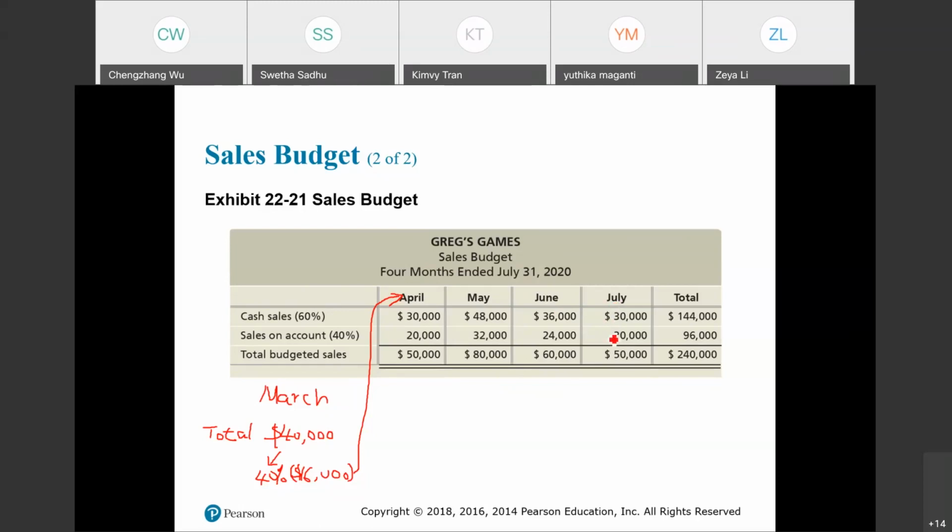Well, in July, the sales on account, that is this part, will be collected in the next accounting period, that is August. Well, here, let's assume that bad debt is insignificant. In other words, we do not consider the case of bad debts. Let's assume all of the accounts receivable will be received.